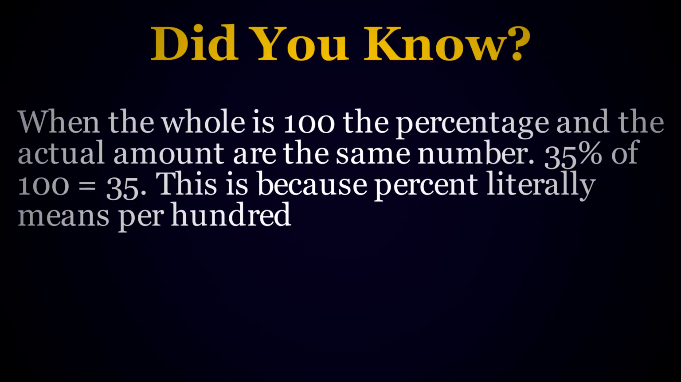A quick fact for you, when the whole is 100, the percentage and the actual amount are the same number. 35% of 100 equals 35. This is because percent literally means per hundred.